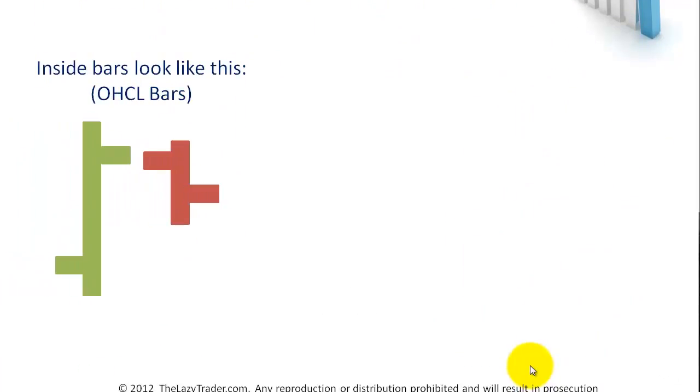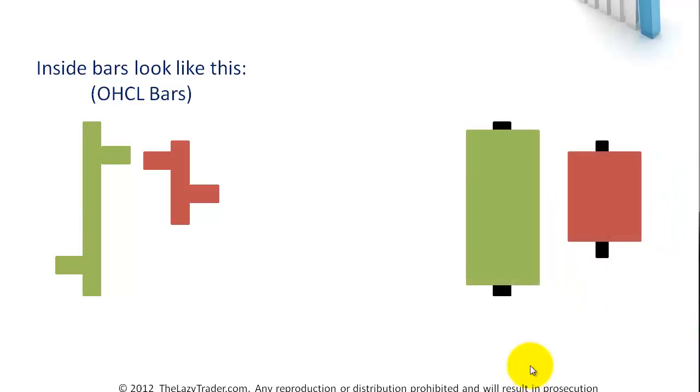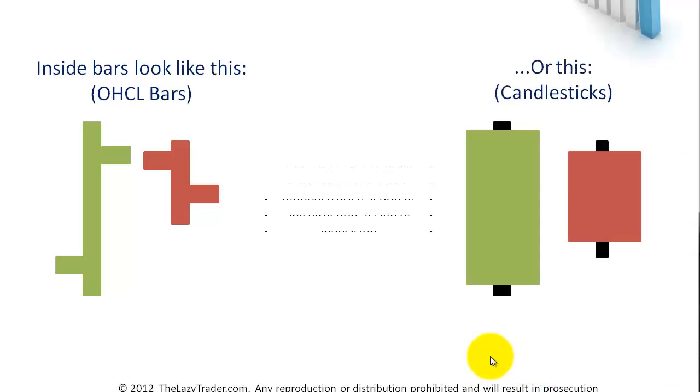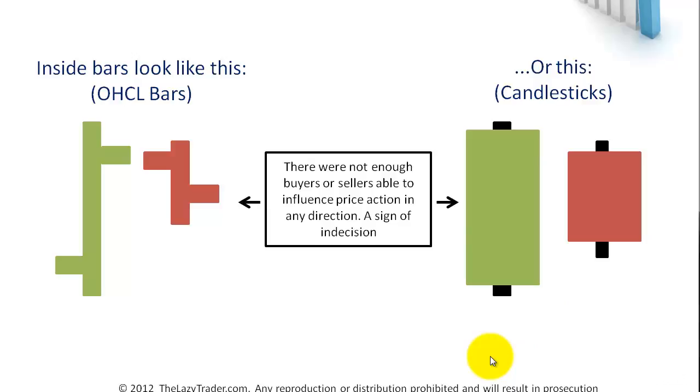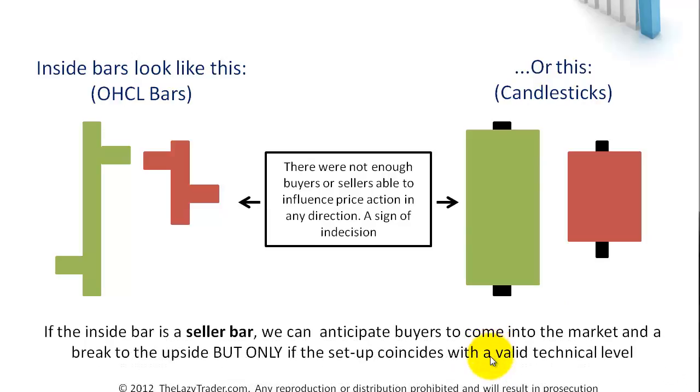So, by the same token, it doesn't have to be a seller bar followed by a buyer bar. It could take on the form of a buyer bar followed by an inside seller bar, where again, we have the failure of the present bar to take out the previous bar's high or low, reflecting indecision or the transfer of power between buyers and sellers if we're at a technical level. And certainly we can take advantage of this, providing we're at a technical level only.